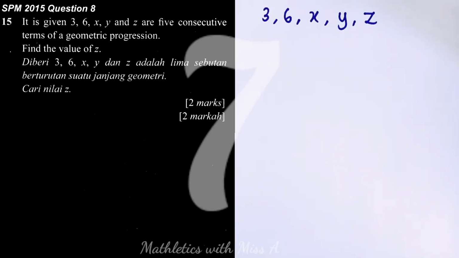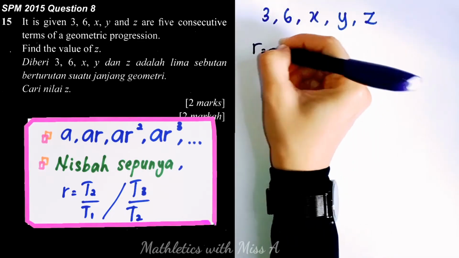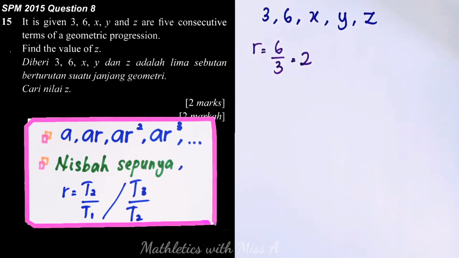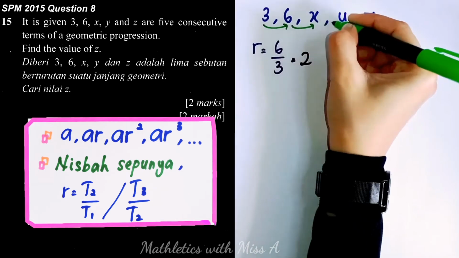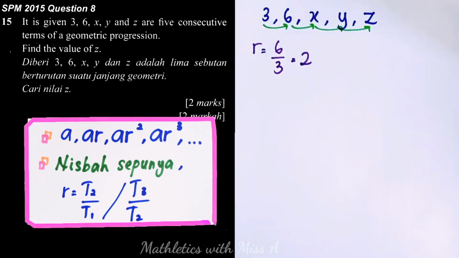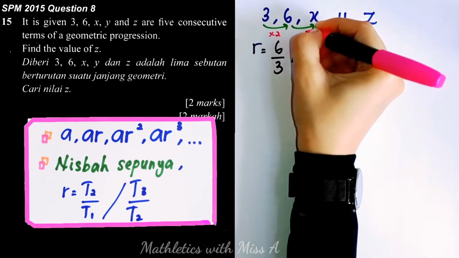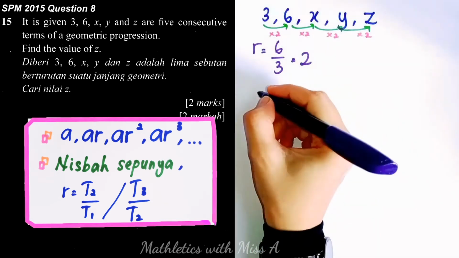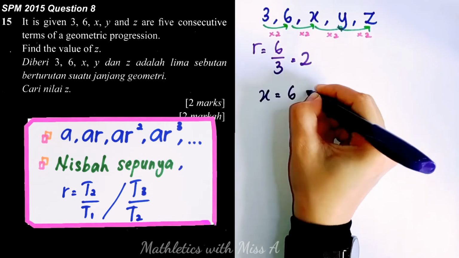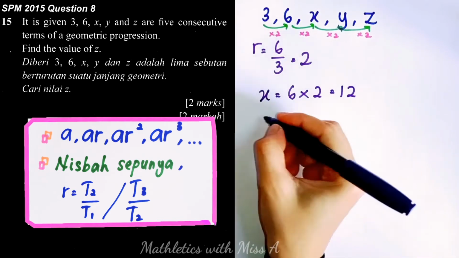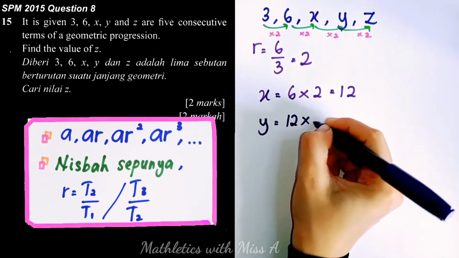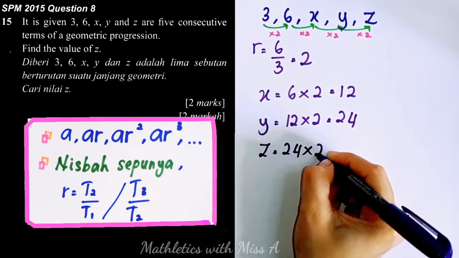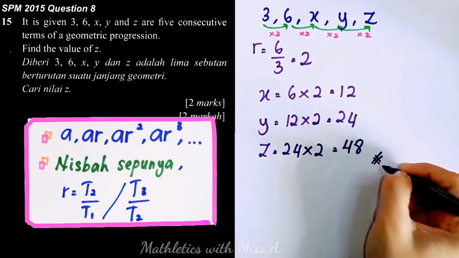It is given 5 consecutive terms of a geometric progression. So the common ratio R equals 6 over 3, and the answer is 2. So every term times 2. So the value of x equals 6 times 2 equals 12. Y equals 12 times 2 equals 24. And z, 24 times 2 equals 48.